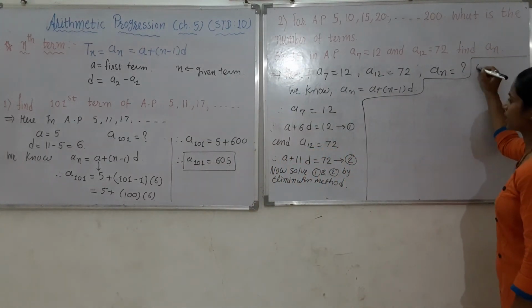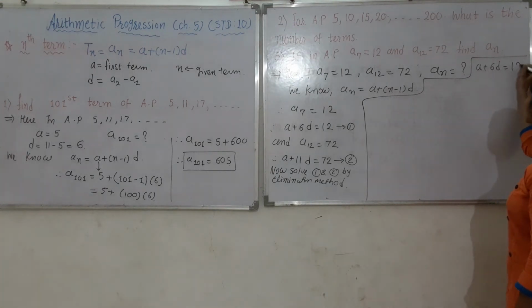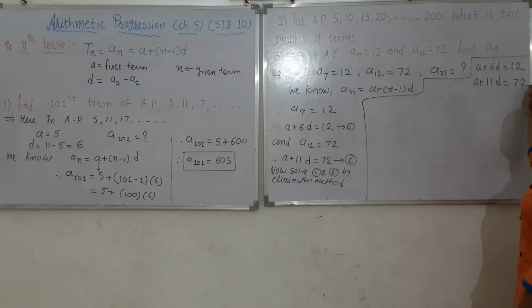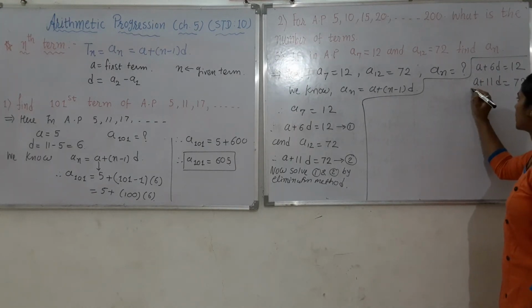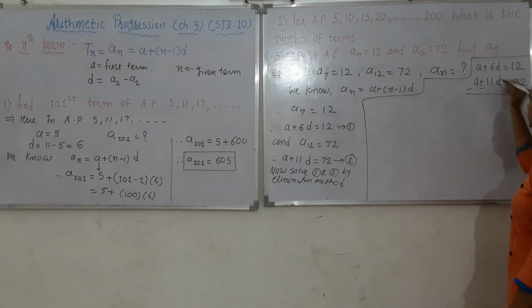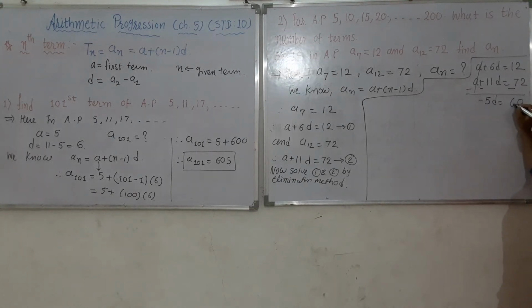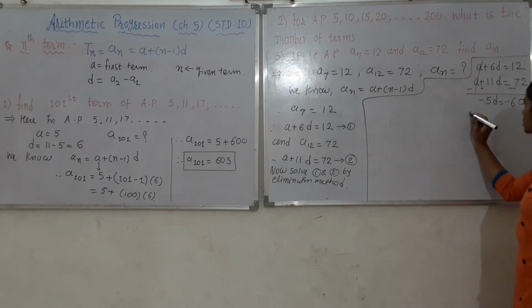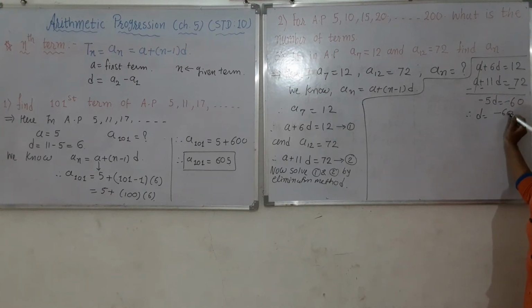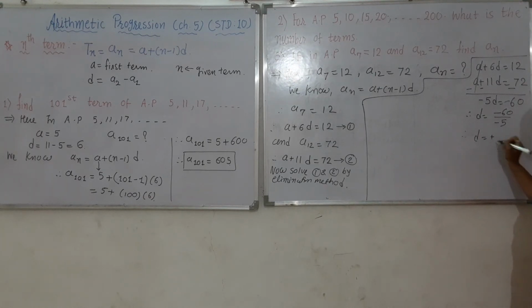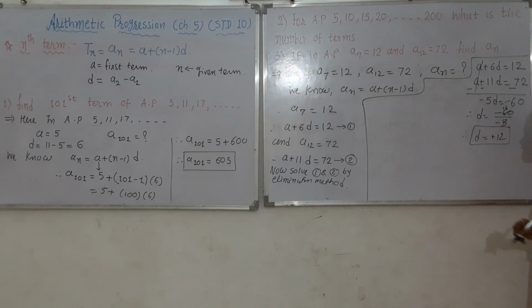So A plus 6D is equal to 12 and the second, A plus 11D is equal to 72. We want to eliminate A here, so change the sign of all of this. So cancel this. 6 minus 11 is minus 5D. 72 minus 12 is 60, but the bigger digit has the sign minus, so minus 60. So your D is equal to minus 60 upon minus 5. So minus minus becomes plus, 5 ones are 5, 5 twos are 10, so 12. So the value of D is 12.